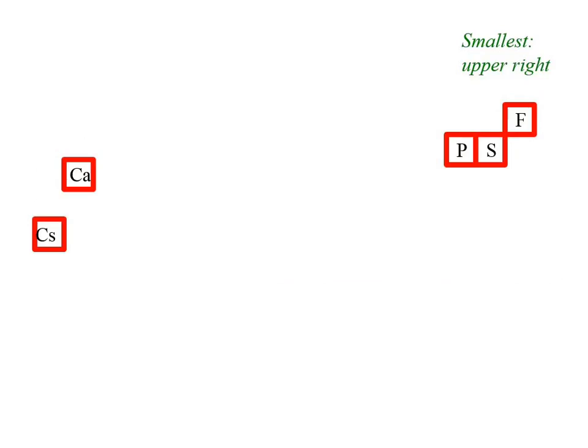Wait, repeat what you just said? It's only for the main group elements. That rule only applies to the main group elements, yeah. And I have a slide here to show you where the transition elements have a mind of their own with regard to atomic size.